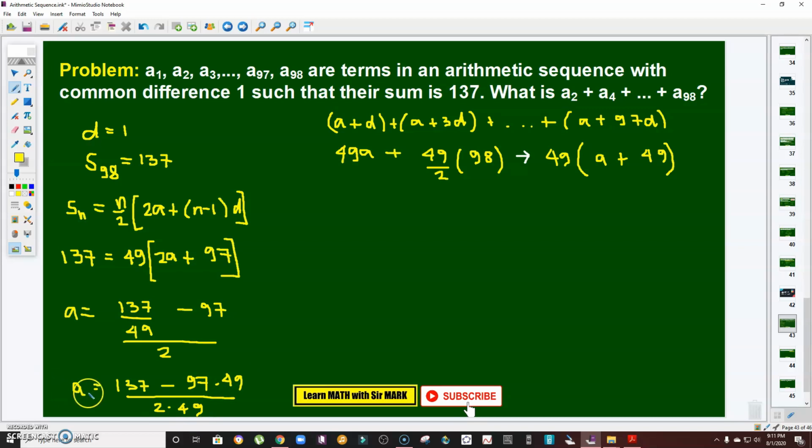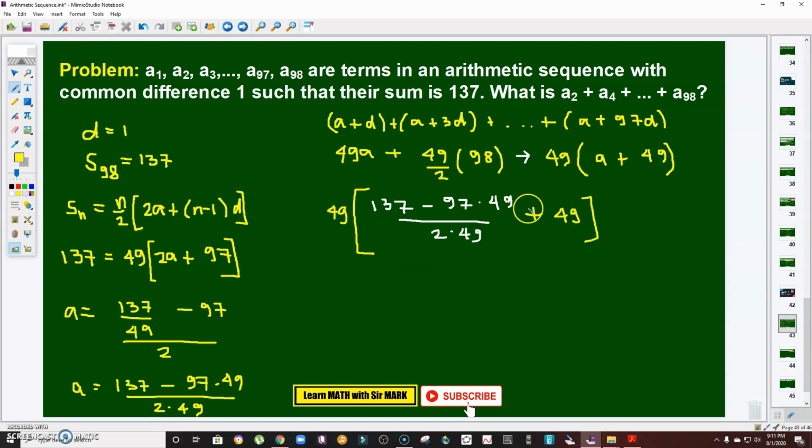So, what I'm going to do here is to plug in the value of a. It looks a bit complex, but we can do it. So I'm going to plug in the value of a here. That is, 49 times the value of a, which is 137 minus 97 times 49 all over 2 times 49, plus 49.